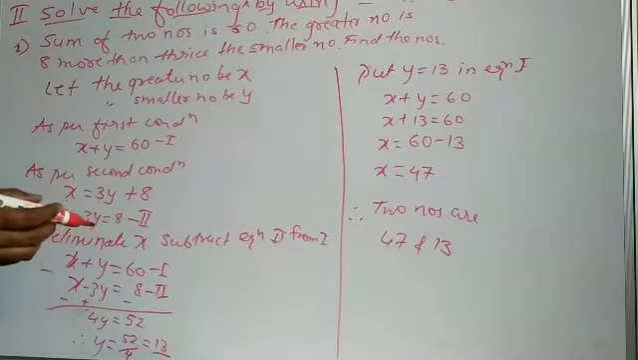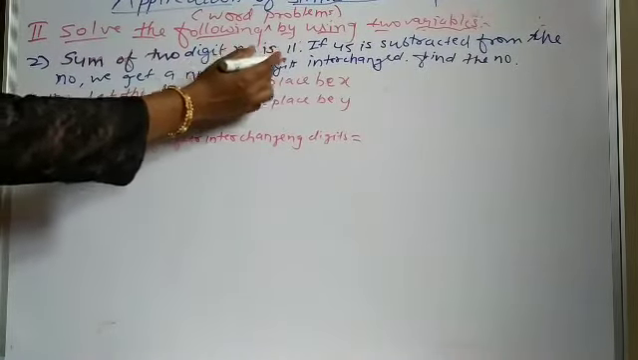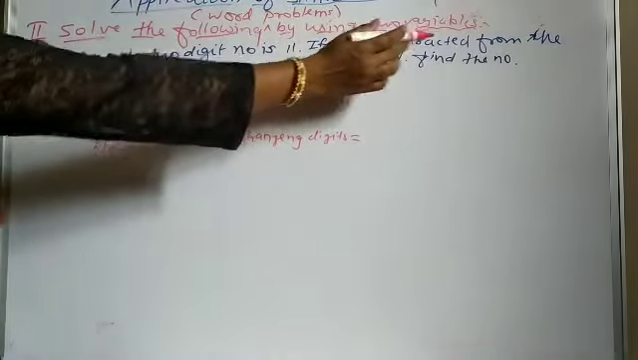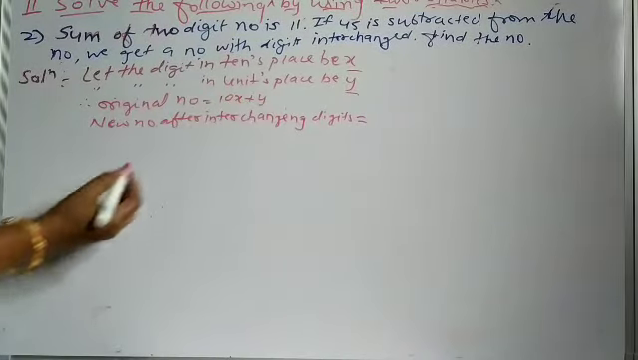Let us take one more example, a second example. The sum of the digits of a two-digit number is 11. If 45 is subtracted from the number, we get a number with the digits interchanged. Find the number. Now let us start. Let the digit in tens place be x and the digit in units place be y. The original number you have to find. Since x is in tens place, 10x plus y is the original number.